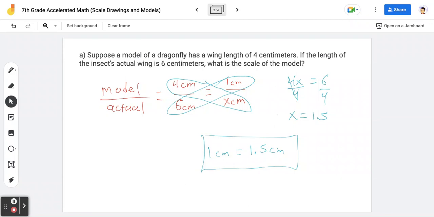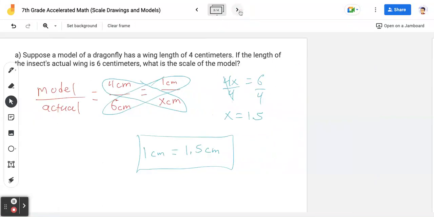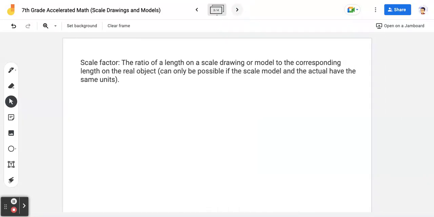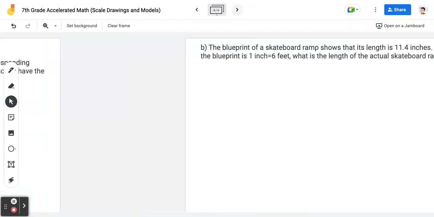So, for example, if one part of our model of the dragonfly is 5 centimeters, the actual size of the dragonfly would be 5 times 1.5, which would be about 7.5 centimeters. This also brings us to talking about scale factor. A scale factor is a ratio of a length on a scale drawing or a model to the corresponding length on the real object, and it can only be possible if the scale model and the actual have the same units. So that's how we'll have scale factors.